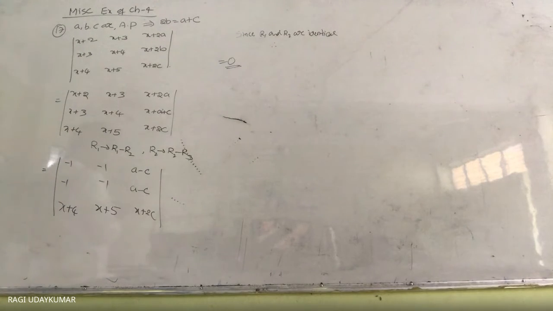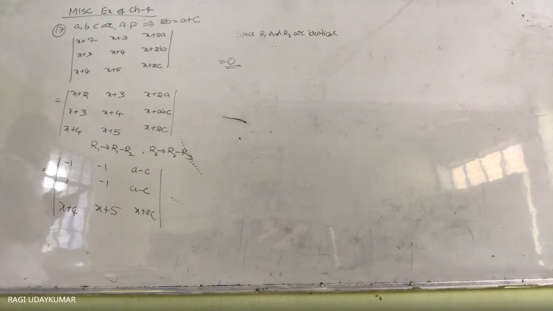So last question here, 18th question is given to you. No, 19th also. 18th question is given to you here. Choose the correct answer. X 0 0, 0 Y 0, 0 0 Z. If X, Y, Z are non-zero variables, find the inverse of the matrix.